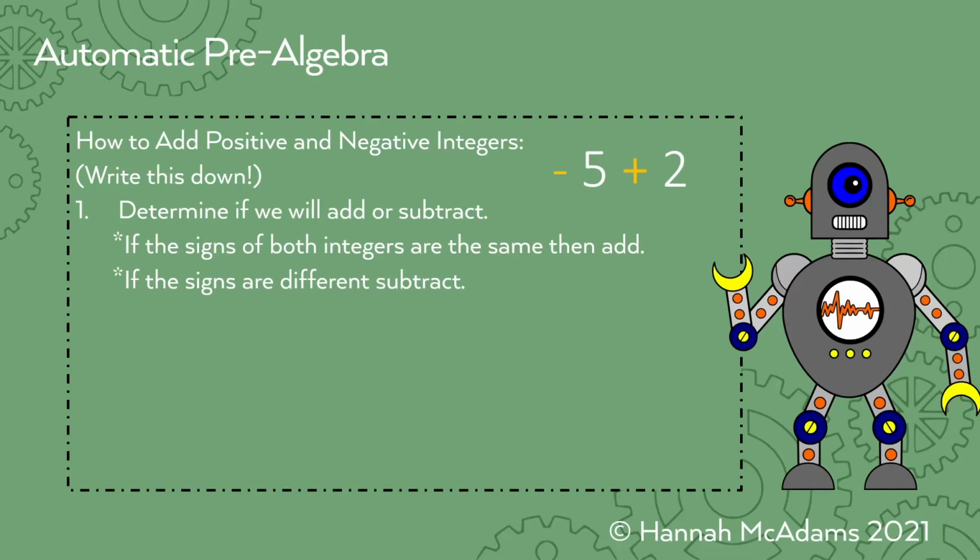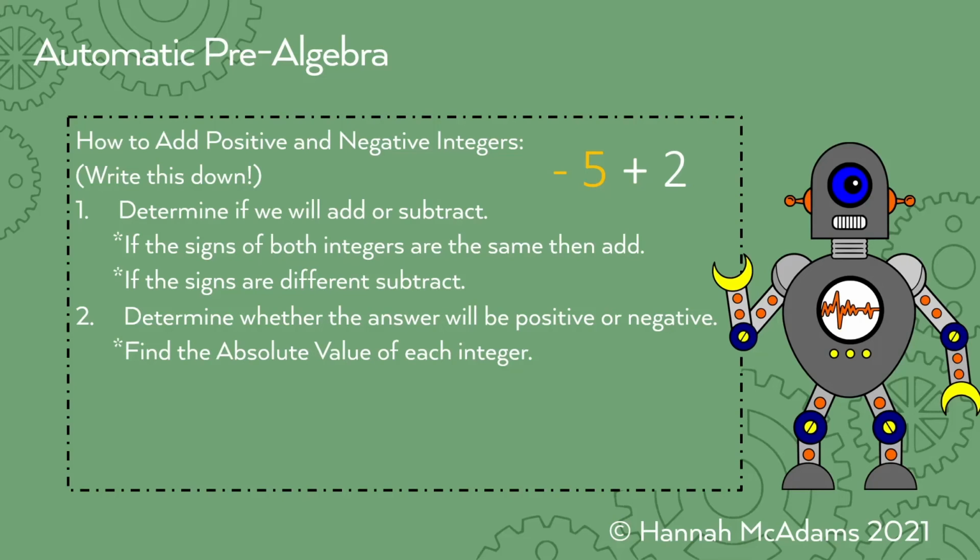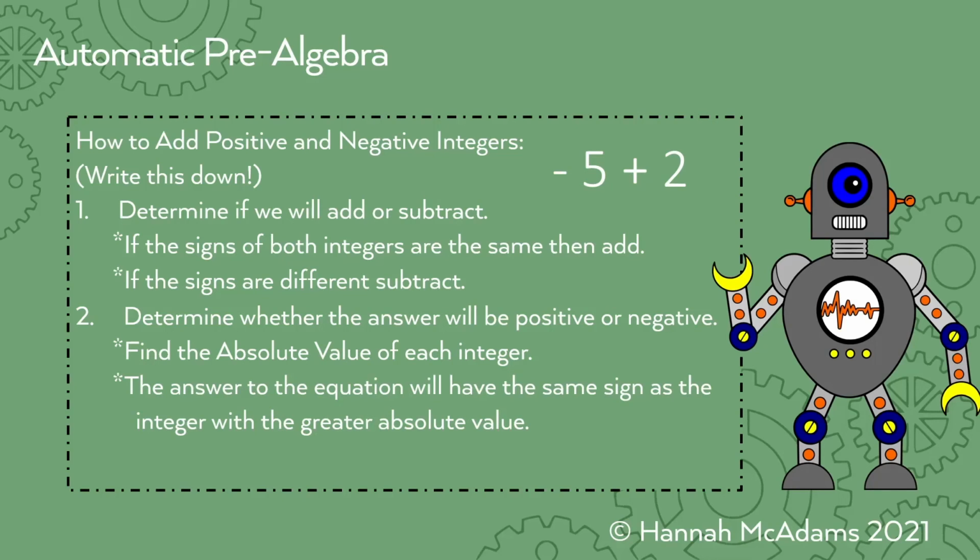And then we also need to decide if the answer is going to be positive or negative. We have negative 5 and positive 2, so we have to take the absolute value of both of those. It's going to be negative, because negative 5 has a bigger absolute value than 2. It's farther away from 0. So then we can write down the negative sign. And then we solve, and we're subtracting, remember? So it's negative 3.